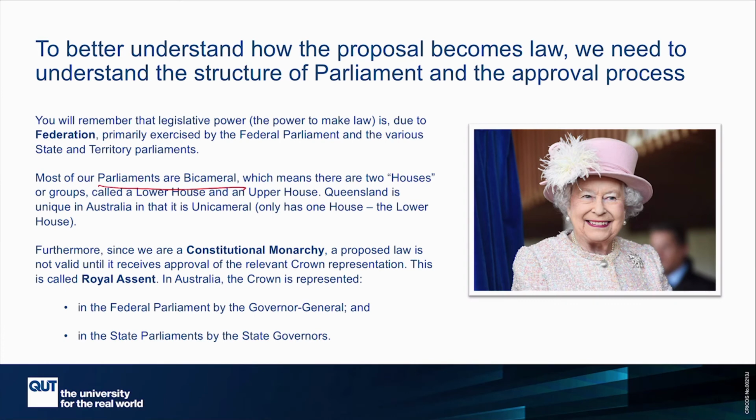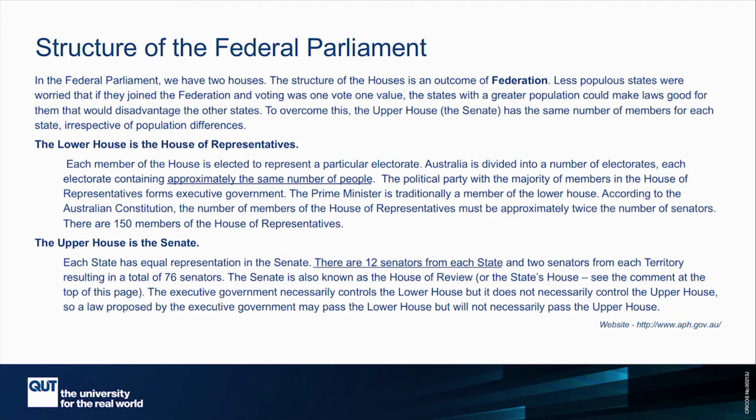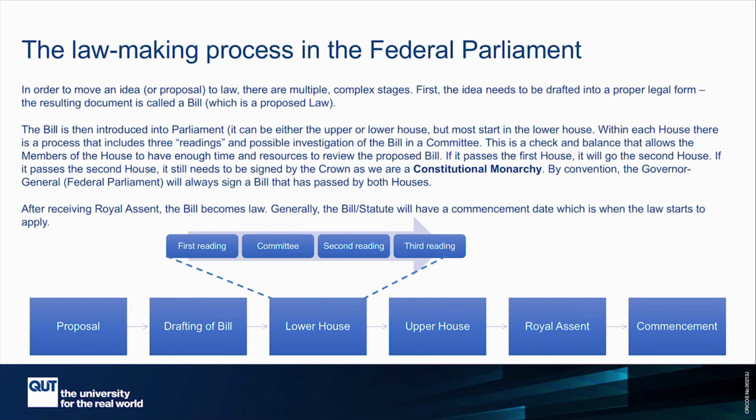Most of our parliaments are bicameral. Queensland is unique in that it's unicameral. We have a constitutional monarchy in that the Crown must assent to it. There must be royal assent, which is when the Governor-General at the Commonwealth level or the Governor at the state level signs the actual bill into law. Federal Parliament has two houses since Federation. I think I've been through the structure and why we have that structure, and I can leave you to read that. So how does a law get made?